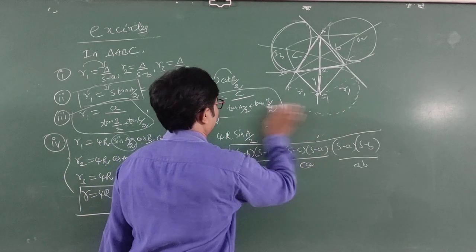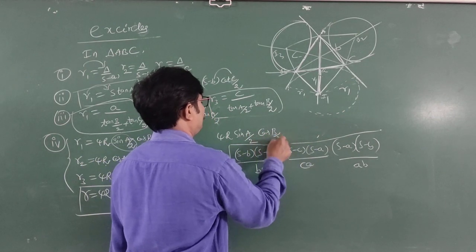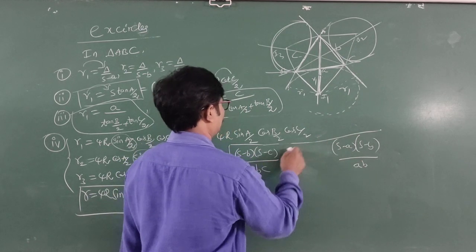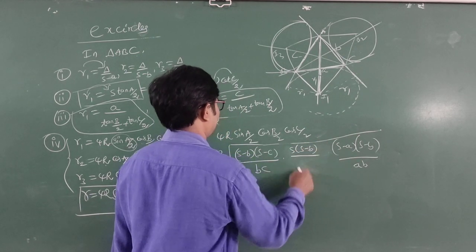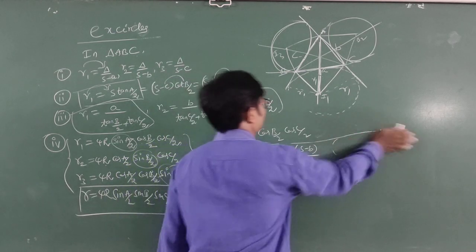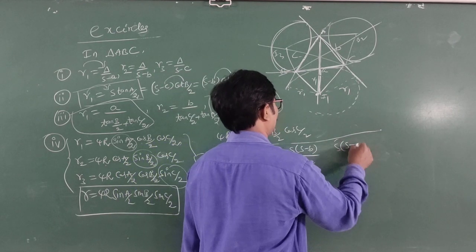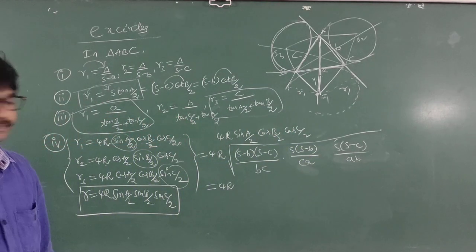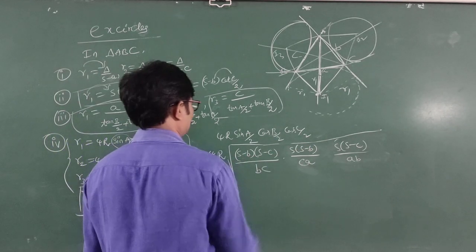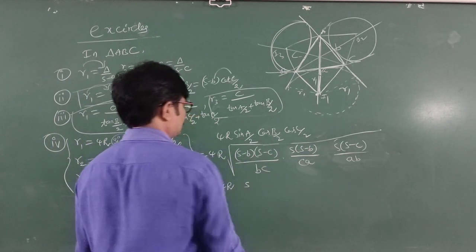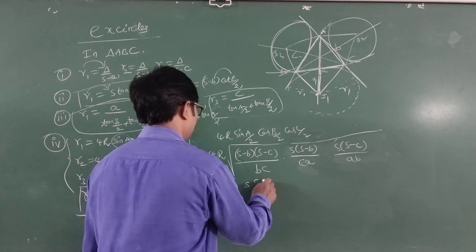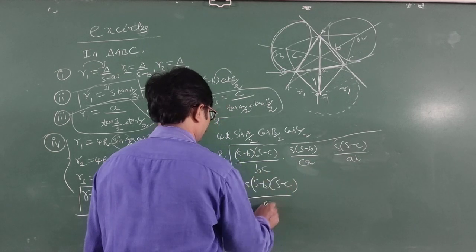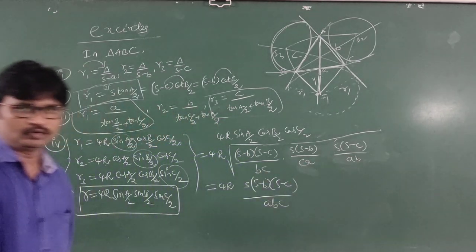So students, there is a small mistake here: it should be 4R cos A by 2 with sin B by 2 and sin C by 2 for r1. Let me continue with cos B by 2 and cos C by 2. What is cos B by 2, dear students? Root of s into (s minus b) by ca. What is cos C by 2, students? Root of s into (s minus c) by ab. So what did we observe here? s into s is s square, and square and under root cancel. There is s minus b, there is s minus c. This is abc.